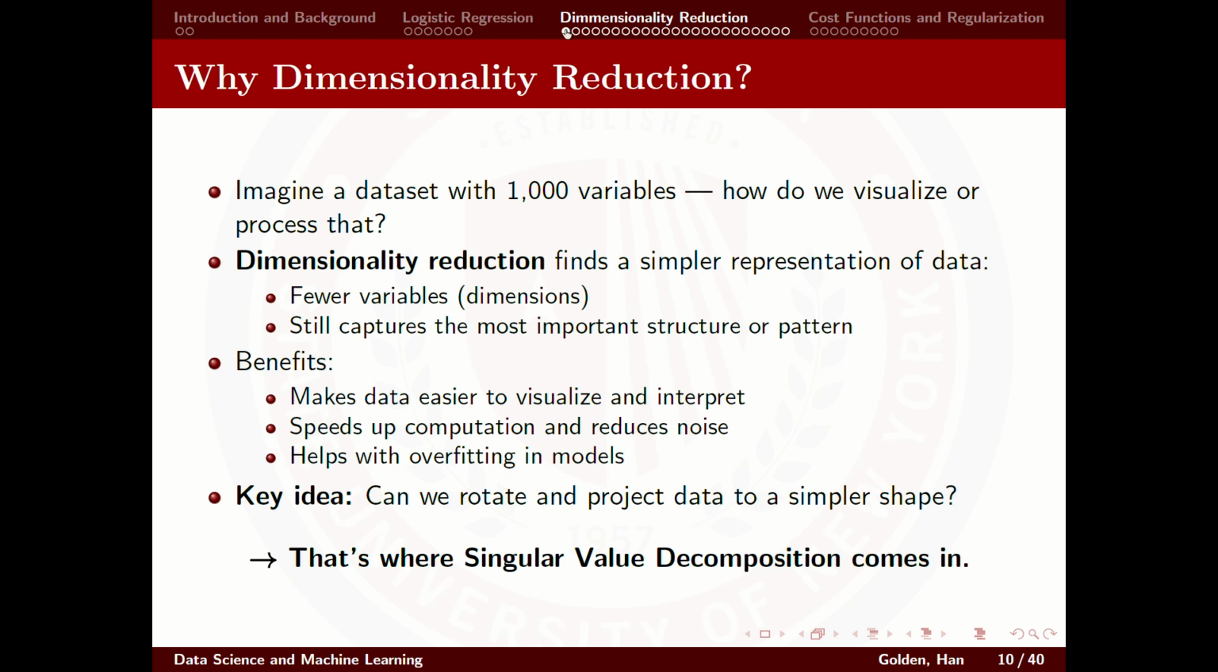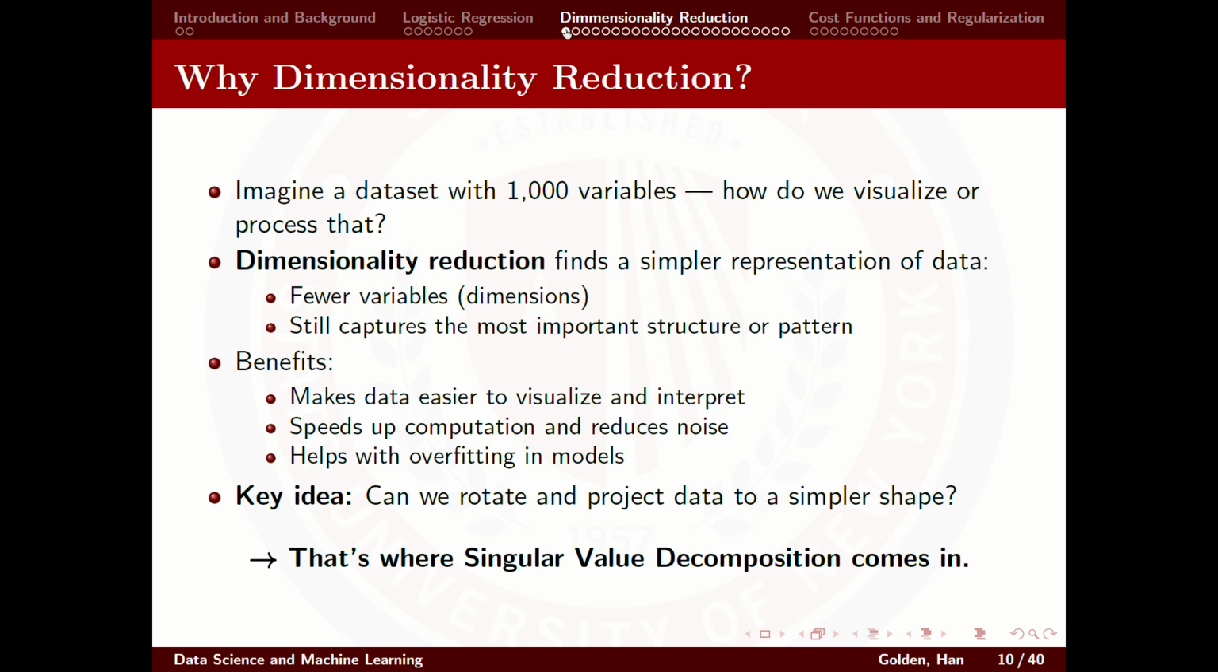Today we're going to continue on with our look at machine learning with an introduction to dimensionality reduction. So why do we need dimensionality reduction? Let's say you have 1,000 variables in your data set. It's a massive data set width-wise, maybe not length-wise, but how do you visualize or process that? How do you find correlations when you have so many variables and you don't know what's important and what's not?